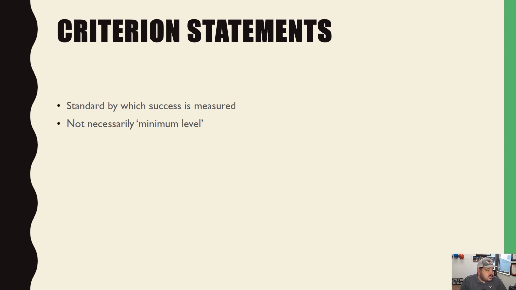Criteria statement, standard by which success is measured. So you are saying in this previous one that talked about the list of 10 elements and identifying which ones are metal. So we have the standard by which success is measured. You could add in there, be able to use the periodic table and identify at least 5 metals. That's providing a standard which success is measured.